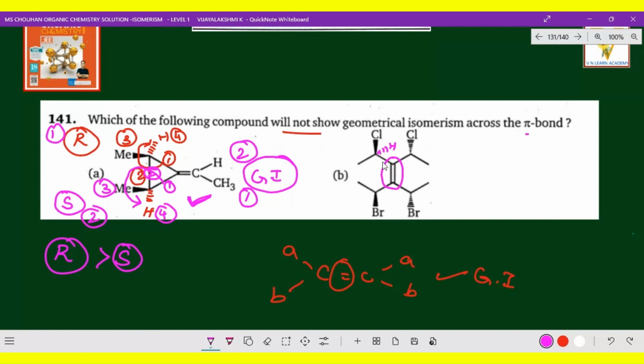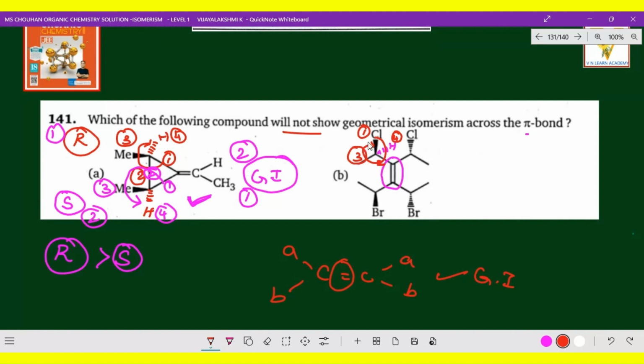So which is 1, 2, 3, 4? Can we identify in that way? Here, chlorine only will get 1, because its atomic number is higher. The second one is this carbon which is attached to the double bond. This CH3 is third, and the fourth priority should be on dash position. So is it clockwise or anti-clockwise? 1, 2, 3 and 4, so that means clockwise. The fourth priority is on dash position.